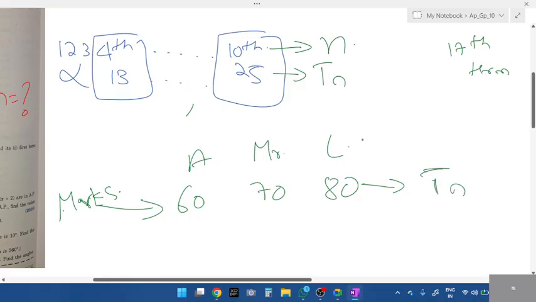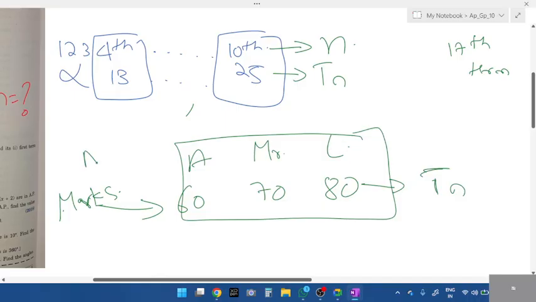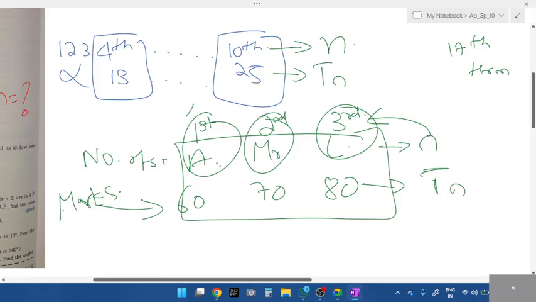How many students are there here? 3 students. Number of students is n. So if there are 3 students, which position is Adia in? First. Mariana is written in the second position, Lemula in the third position. That means n value is the number of terms or number of students. Basically, number of terms is nothing but number of students. 3 students are there. T of n stands for the total marks. 60, 70, 80.